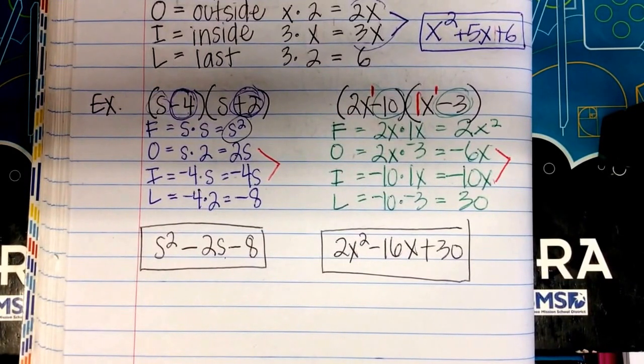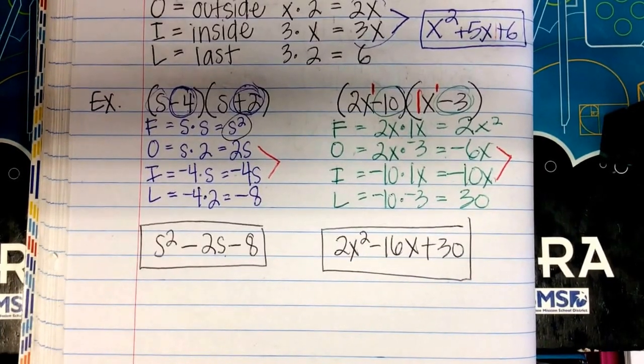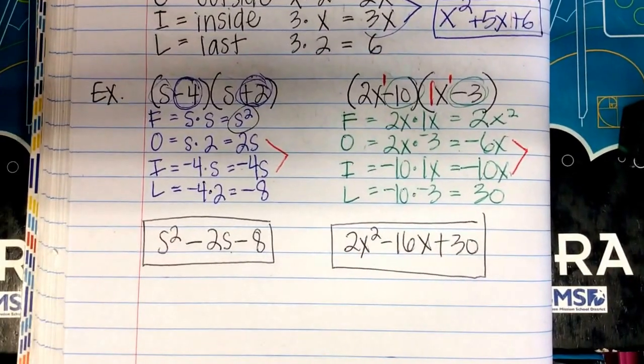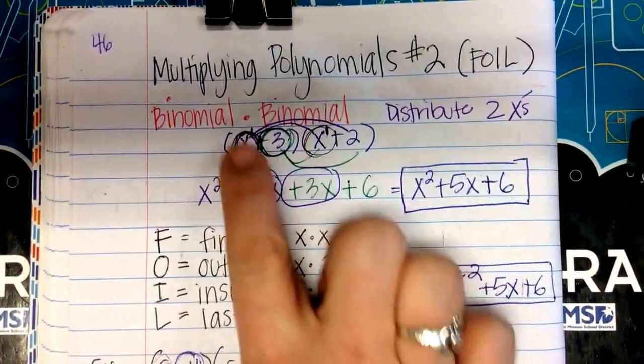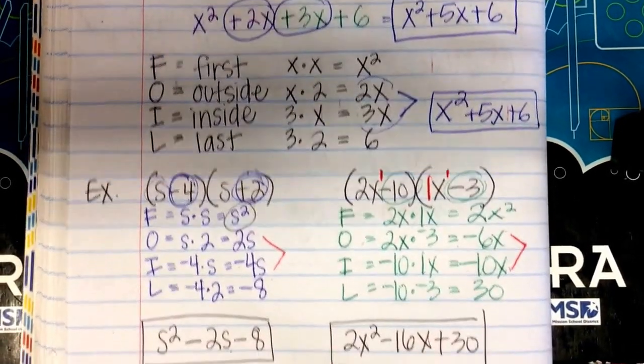First, outside, inside, last. Again, this is one of those concepts your parents ask you what you learned today. You can tell them you learned a FOIL. They may not remember it exactly, but they've heard of it. It's been around forever. It's distributing twice. It's taking that binomial and distributing 2 times. First, outside, inside, last.